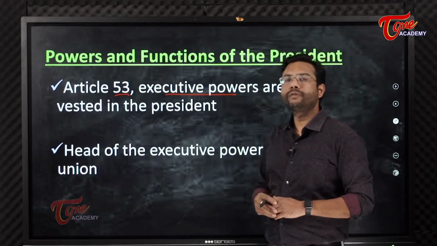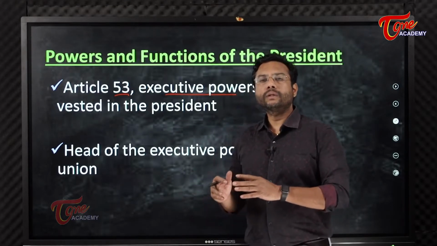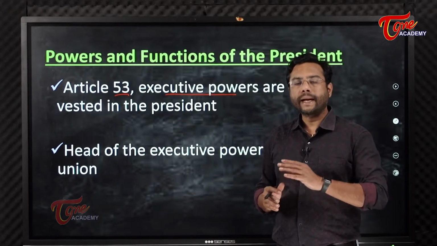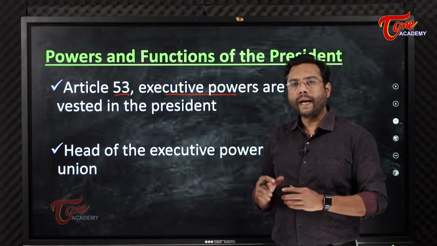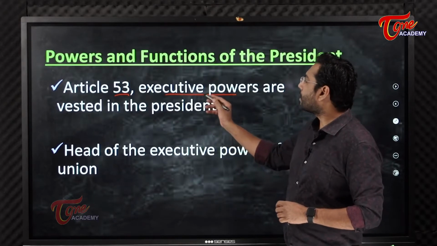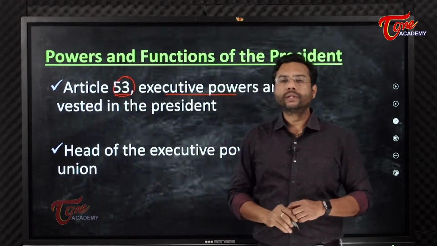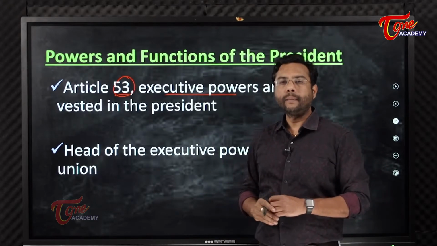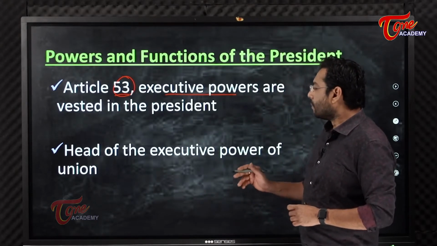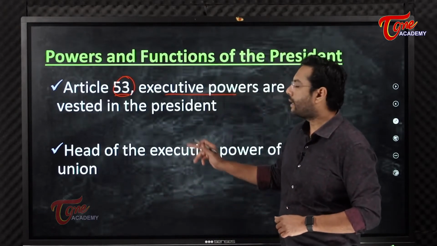So in the name of the president only, there will be an administrative action. We know the Council of Ministers headed by the Prime Minister would aid and advise the president. So here executive powers are vested in the president. This article in the constitution says that executive powers are vested in the president, because the head of the executive is the president.